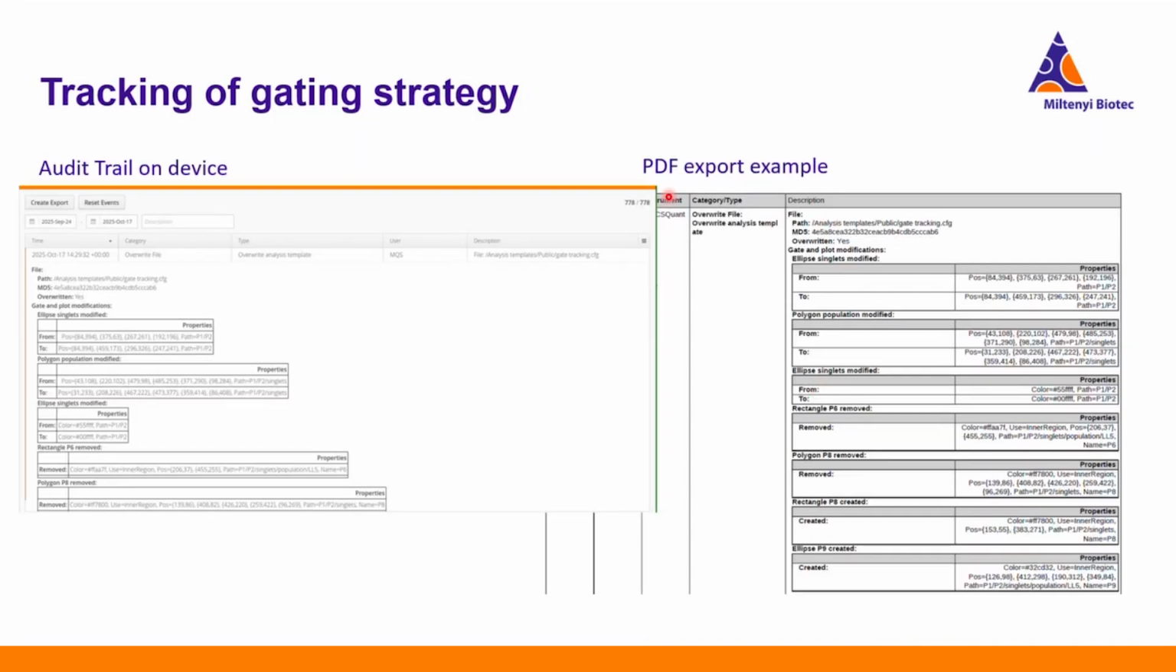These are just examples of the audit trail, how it looks on the device itself, and also in the PDF export. You see it really tells you the gate was moved from position to position, polygon was modified, rectangle was removed. So all of this is now tracked.